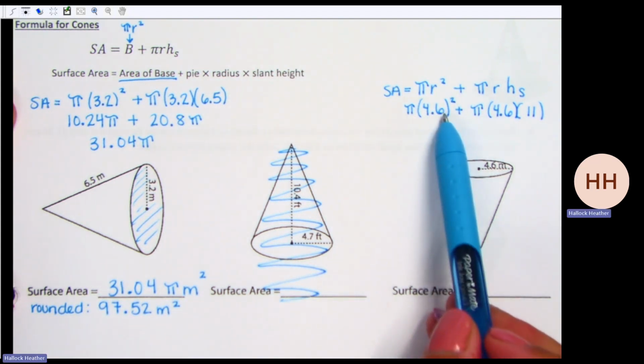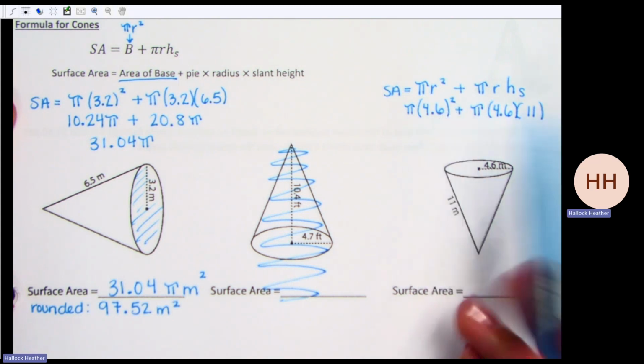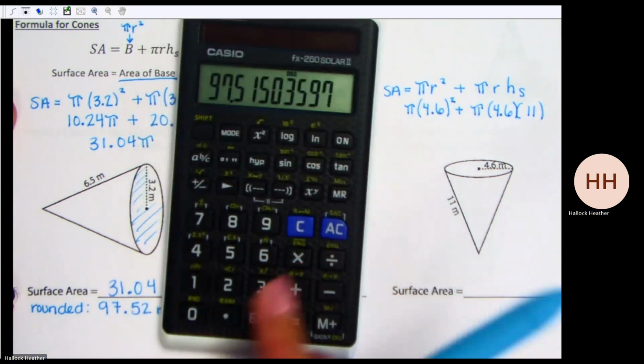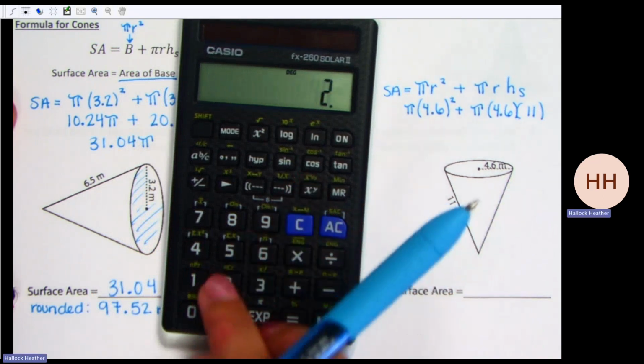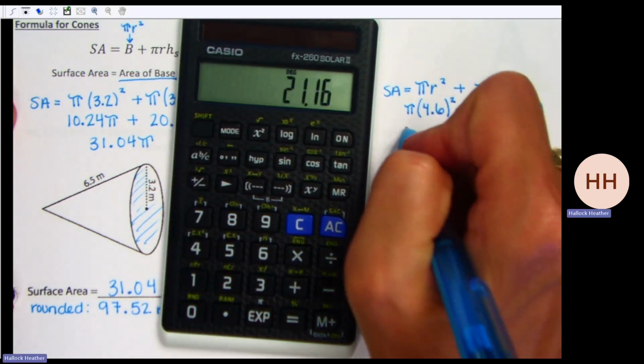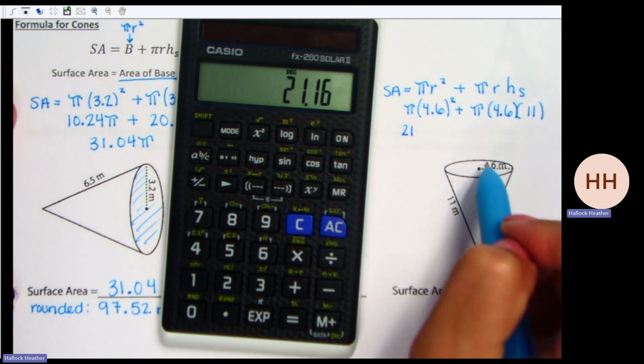Now I'm simplifying. So I'm going to do 4.6 to the second power, because this is the radius.